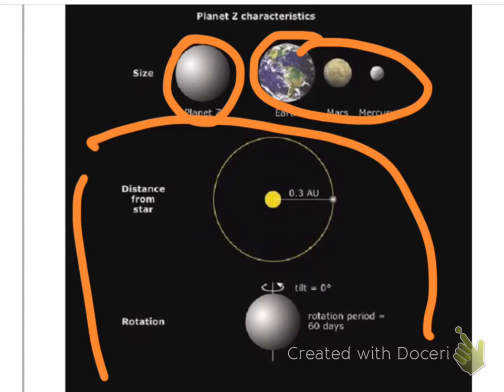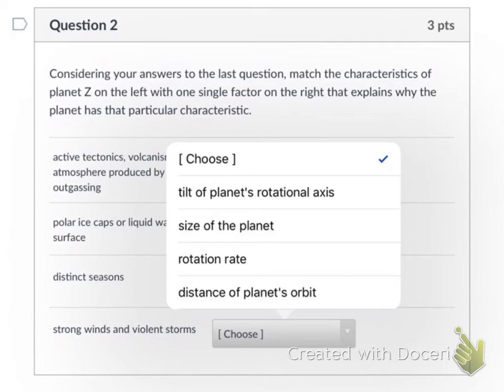You're given the distance of the planet from the star. You're given the tilt as well as its rotation period. And in question 1, you're asked, based on those characteristics, which properties is Planet Z likely to have?